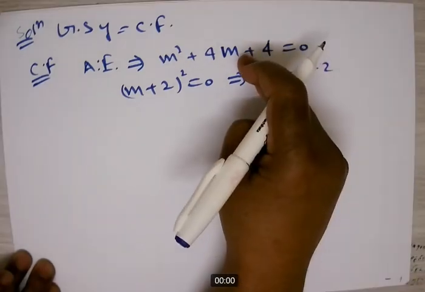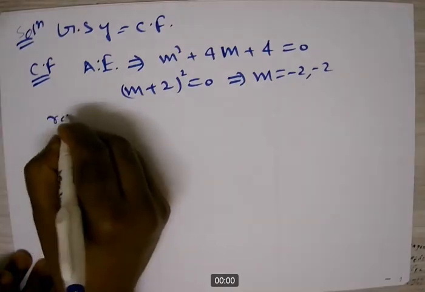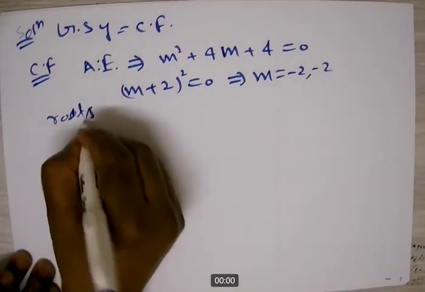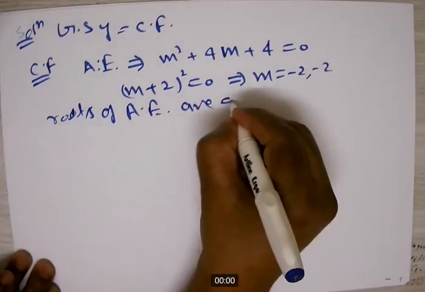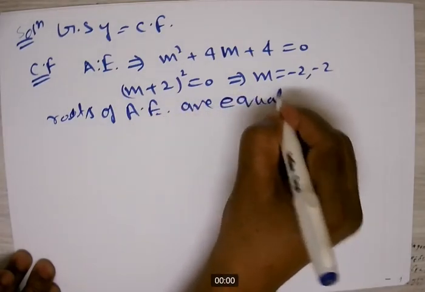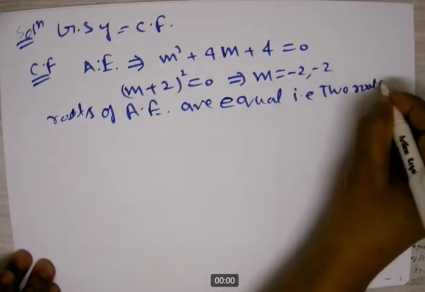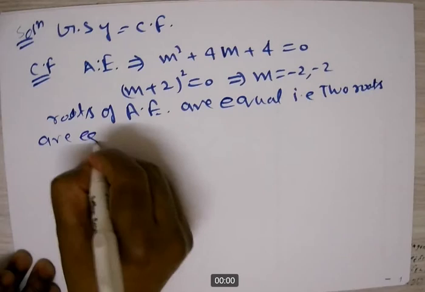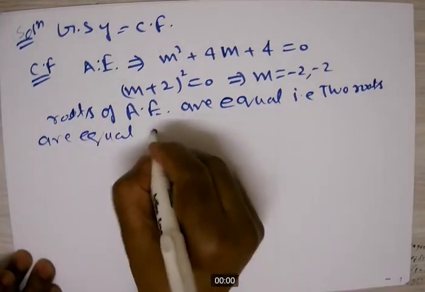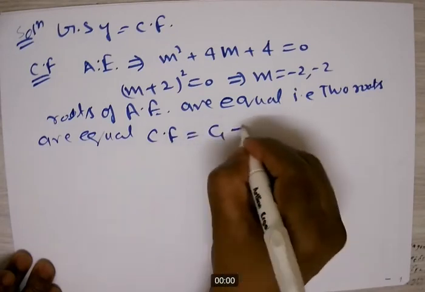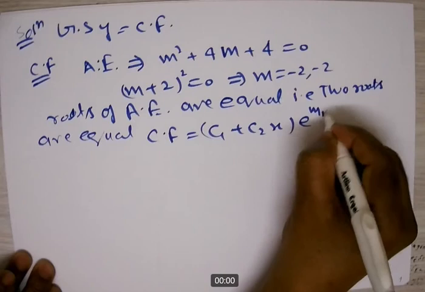Or if you use the calculator, you also get the same result. So it means that the roots of the auxiliary equation are equal. That is, two roots are equal. If two roots are equal, then the complementary function will be (c1 plus c2x) e power m1x.